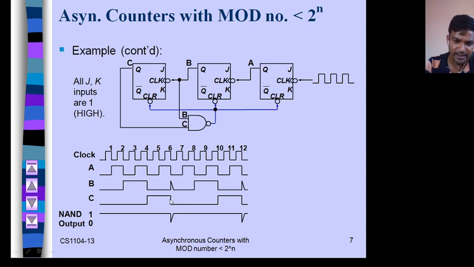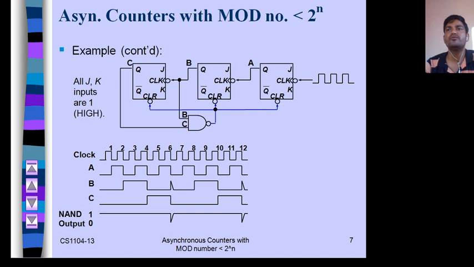So at this moment the output of the NAND gate is 0, so it will clear all the outputs, meaning after that the output will be 0 0 0. Now it will repeat the same pattern: 0 0 1, 0 1 0 which is 2, then 0 1 1, then 1 0 0, then 1 0 1, then again for a small time 1 1 0, and then it will clear all the flip-flops, meaning the value becomes 0. In this way you can truncate the sequence.